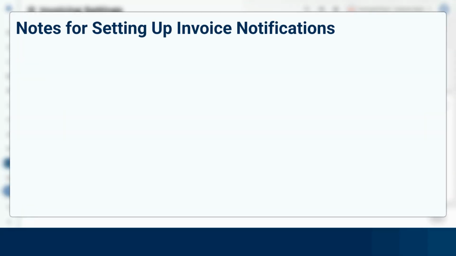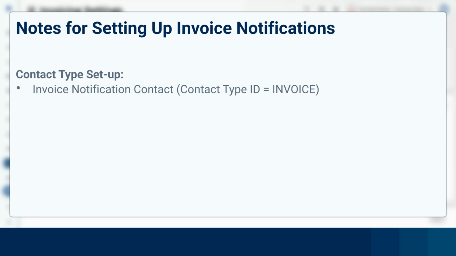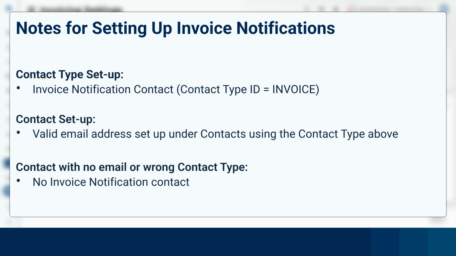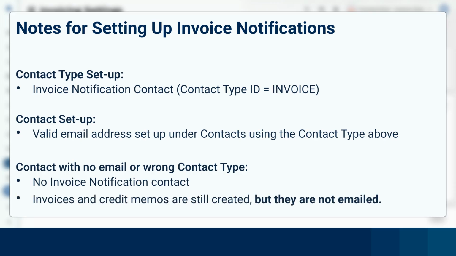Email toggles are only part of the setup. To deliver invoices or credit memos, the customer needs an invoice notification contact with a valid email address under Contacts and Attachments. If a project has its own invoice notification contact, it overrides the customer contact for that project's invoices. If no invoice notification contact exists, the invoice is still created. It just won't be emailed.